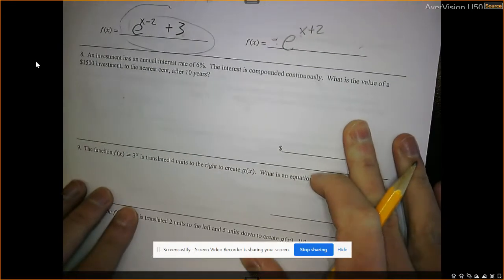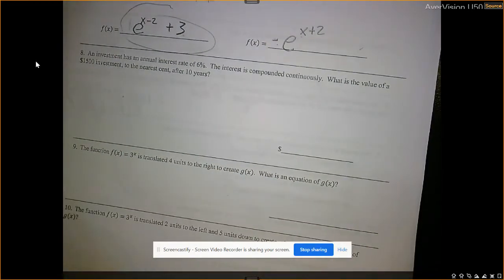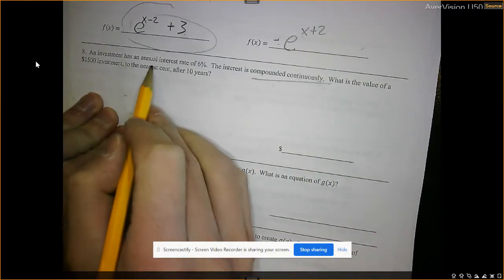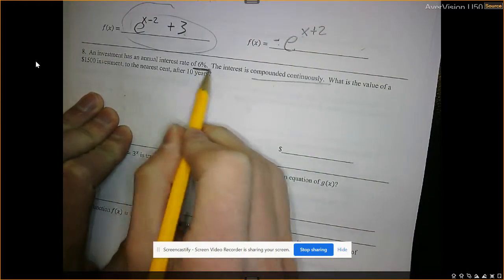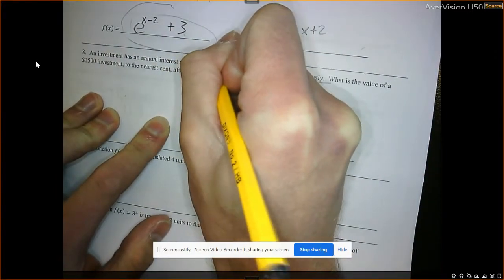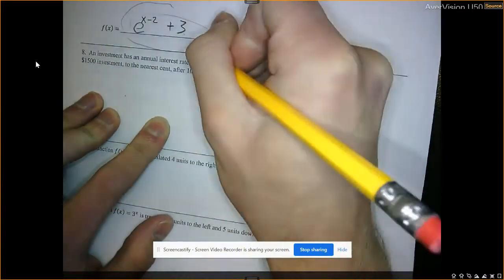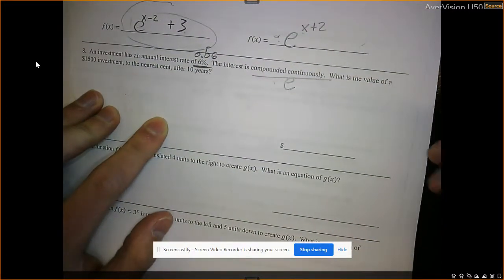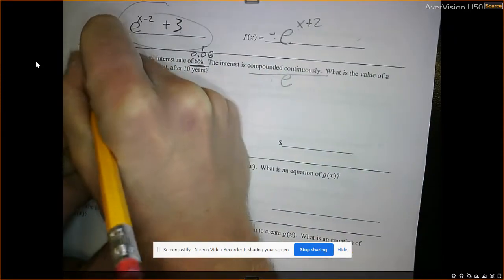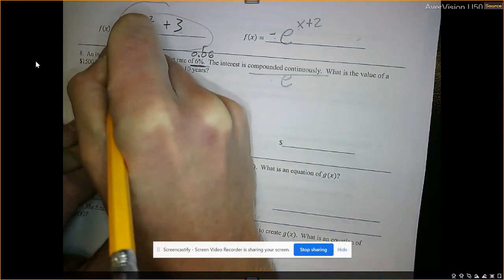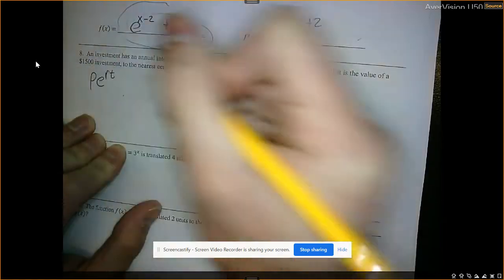Okay, let's keep moving. Number 8, now we have compounded continuously, but it's an investment that has an annual interest rate of 6%. So go ahead and say 0.06. That's 6%. That is my r. Compounded continuously, that's going to be an e involved, and that's how I know I'm going to be using P times e to the rt.